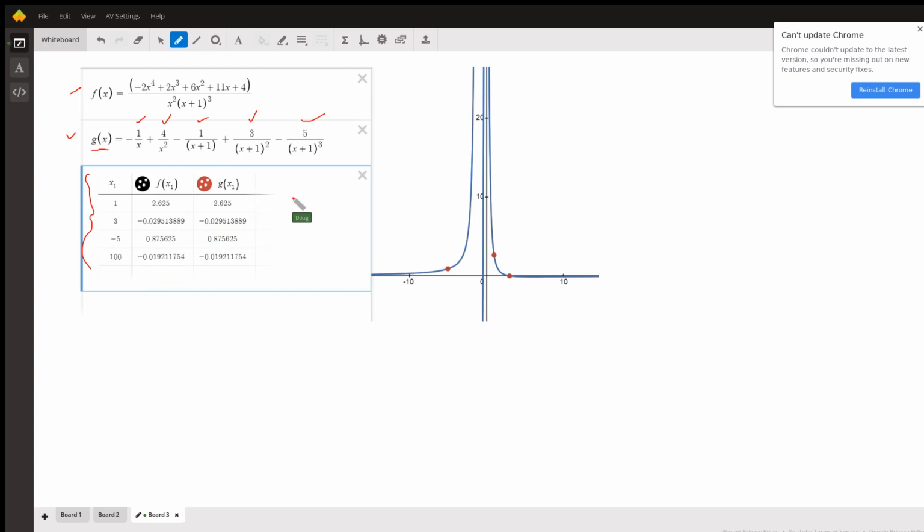So there you go. That gives you some idea how to organize your work when you're doing these problems. It can get pretty complicated, and so you have to organize your work.